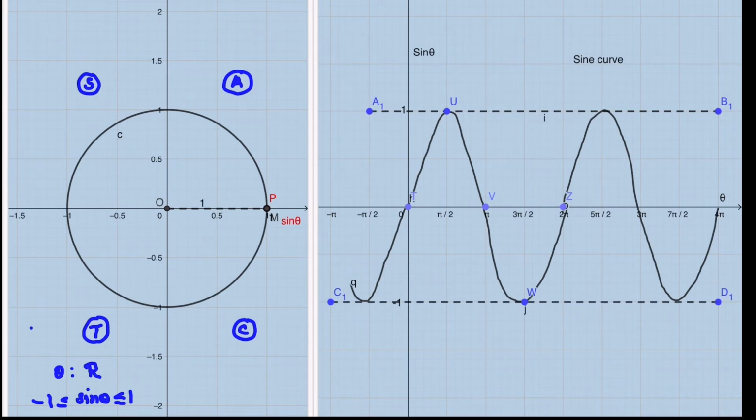And theta can take any real value on x-axis. That's why domain is R and the range is closed interval negative 1 to positive 1.